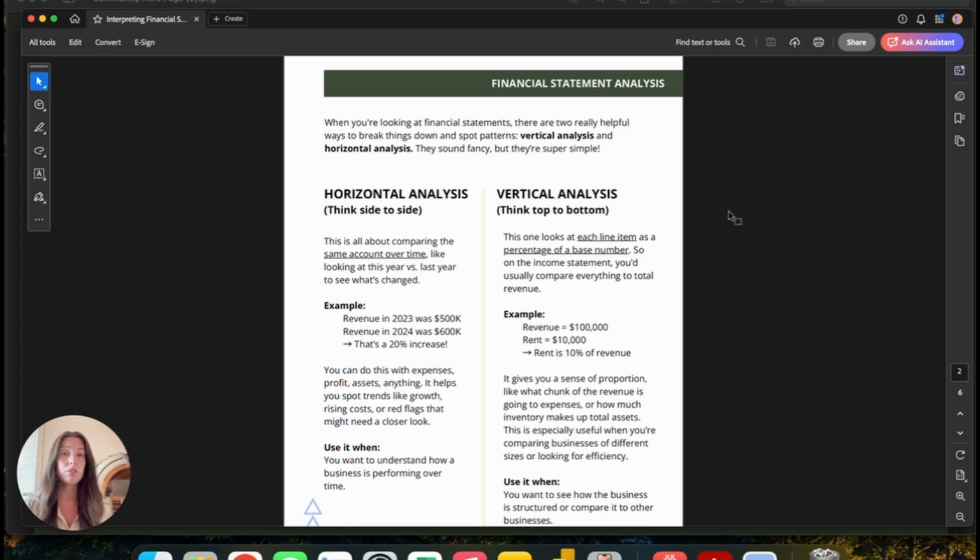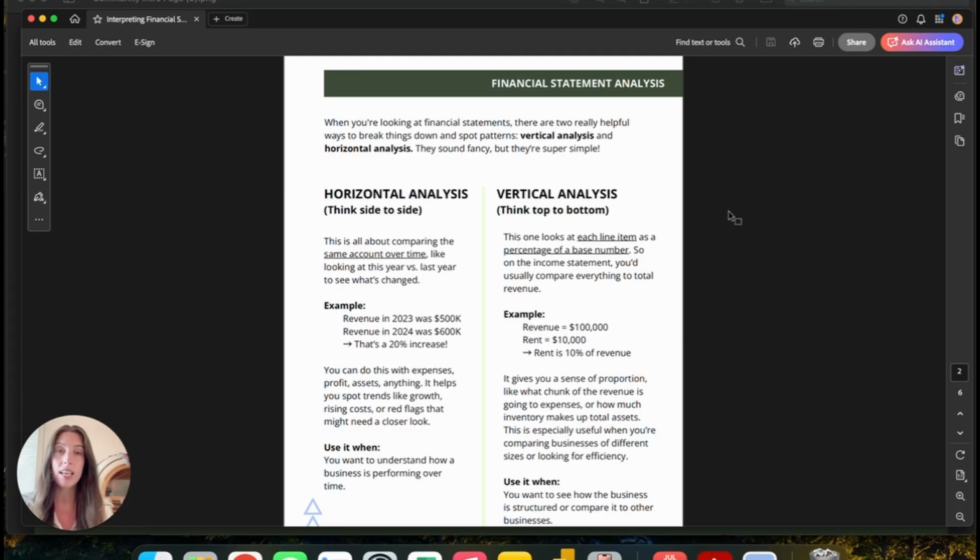So, for example, if revenue in 2023 was $500,000 and revenue in 2024 is $600,000, then that's an increase of 20%, which is awesome. But if you were to have just given the 2024 number of $600,000, although that's great, you don't really have a baseline to see if it is a good thing or not a great thing. If the revenue in 2023 was $1 million, then $600,000 in 2024 actually wouldn't be that great. So looking at data in this way really gives you an understanding of how the business is performing over time.